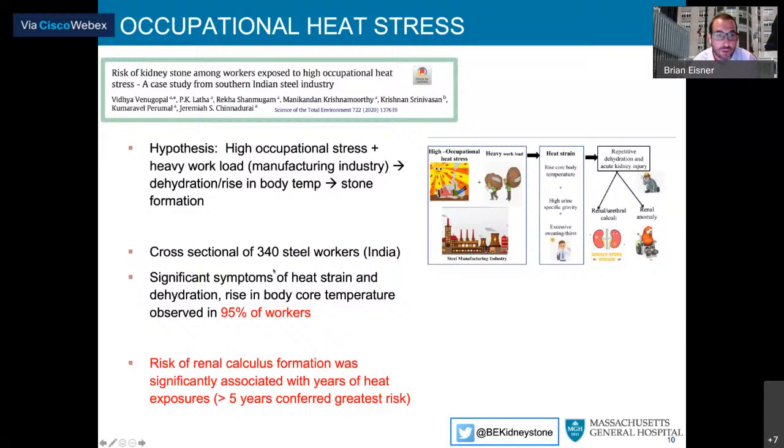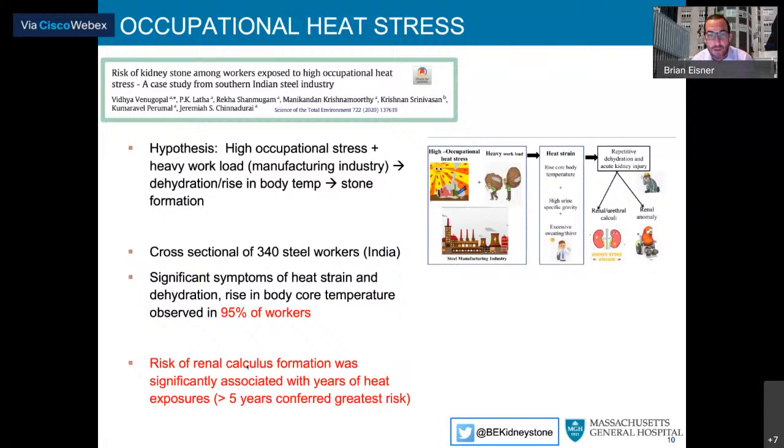So this was a cross-sectional study of 340 steel workers in India. In self-reported questionnaires, they noted that 95% of their workers demonstrated significant symptoms of heat strain, dehydration, and elevated body core temperature in their daily factory jobs. They also noted that the workers with over five years of heat exposure had the greatest risk of renal calculus formation.